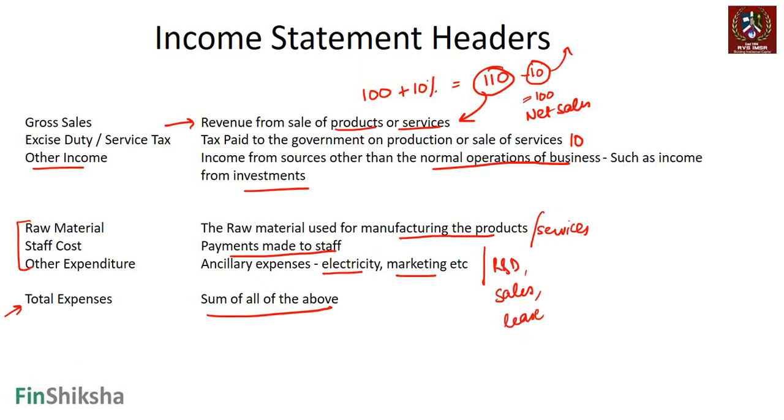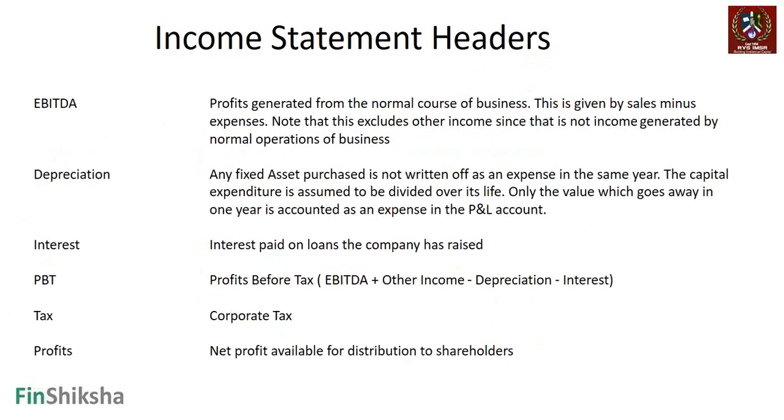So you could have a variety of these other expenditures. You could have transportation charges, right? If you transport goods from one corner of the country to another, all that is clubbed under other expenditure, right? We will again get into details of what those other expenditures could be with reference to some companies. Total expenses, sum of the above.